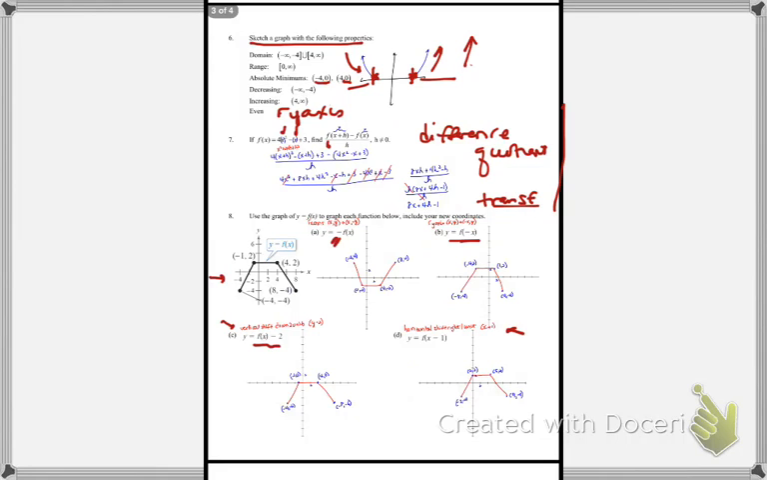In C, you're shifting your function down 2 units. So take your points and subtract 2 on all your y's. In D, you're changing your x. You're moving horizontally to the right one, add 1 to all your x's.